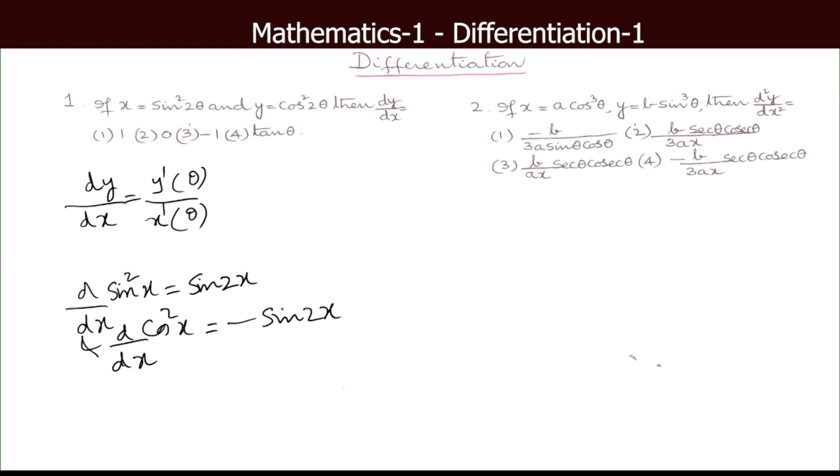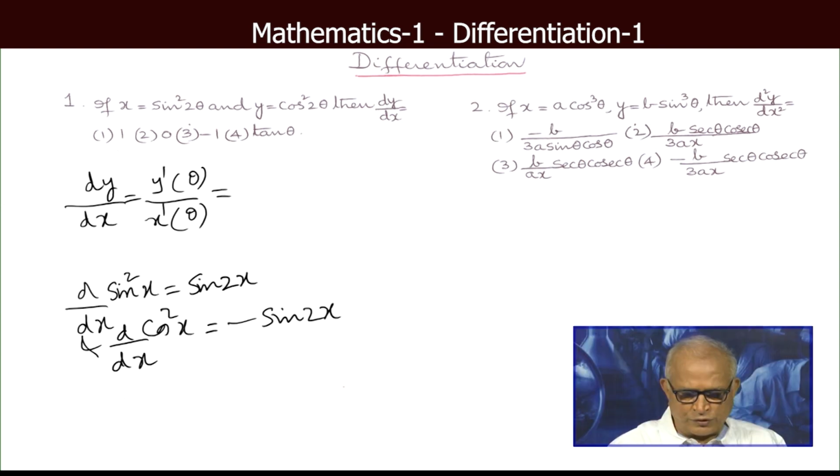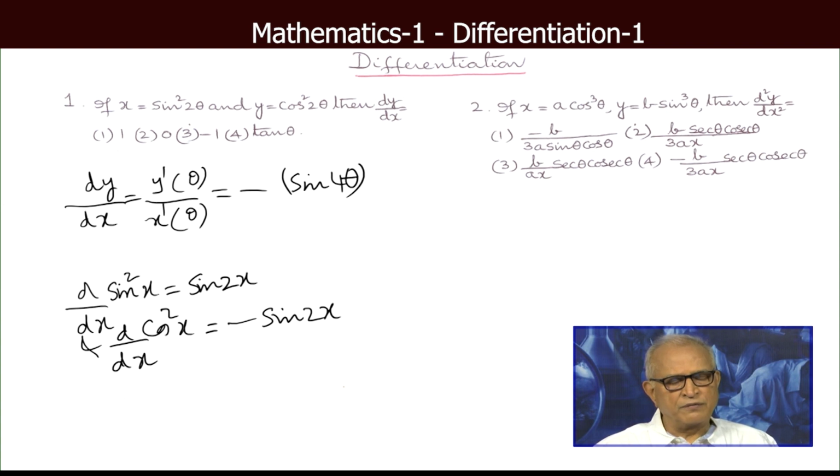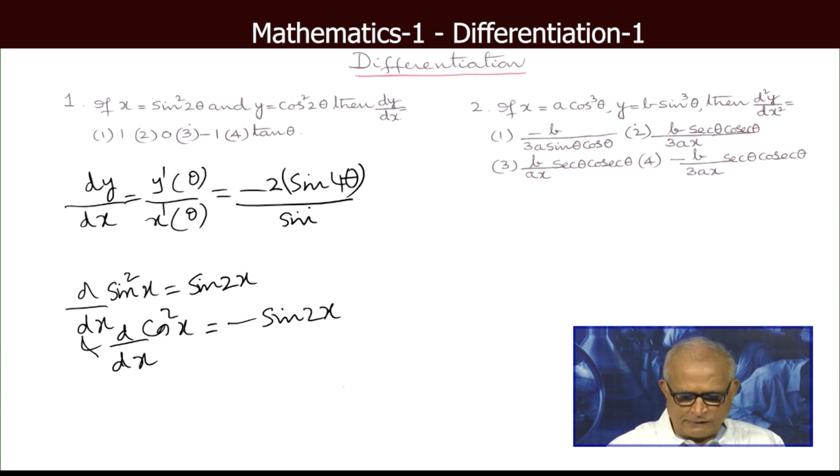Now using this, what is y dash at theta here? y is cos square 2 theta. Suppose you write 2 theta as t, cos square t, the derivative of cos square t is minus sin 2t, 2t means 4 theta, into the derivative of t, that is chain rule, derivative of 2 theta with respect to theta, that is 2, divided by the derivative of x, sin square t, sin 4 theta, into the derivative of t, 2, and this is clearly equal to minus 1. So, that is the third option.